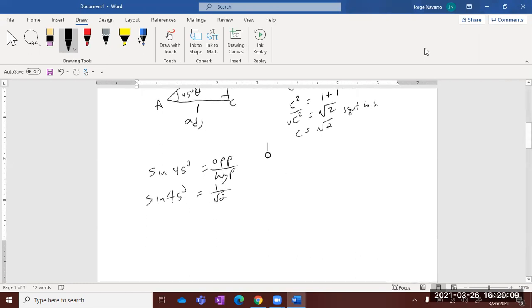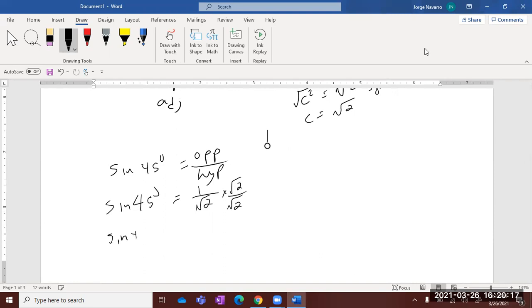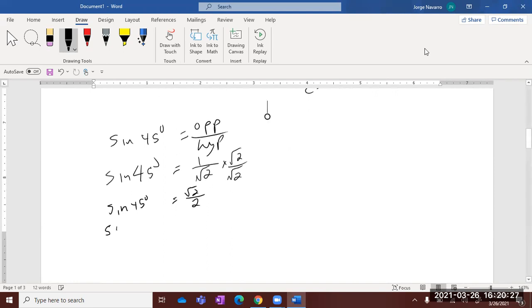Now, if you recall, last year, second year, they should have taught you that whenever you have a surd as a denominator, it cannot end that way. So sine of 45 degrees is going to be root of 2 over 2, because you have to get rid of that surd as your denominator. And of course, this means that sine of 45 is in decimal 0.707.